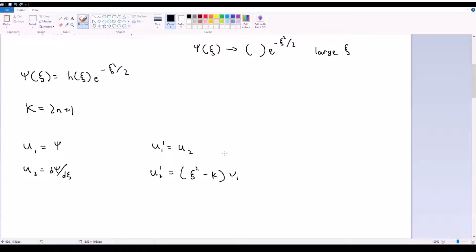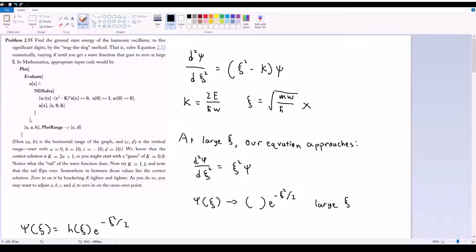And then our two initial conditions, that's another thing that we have to deal with. So note here that in this code, we are given an implied initial condition, which is that u of 0 equals 1 and u prime of 0 equals 0. In terms of psi, this is telling us that psi of 0 equals 1 and psi prime of 0 equals 0. This really doesn't matter because, remember, our final goal is to find k and therefore the energy.